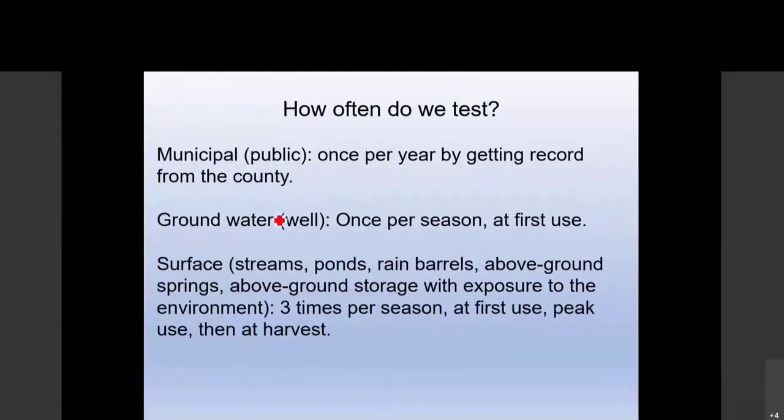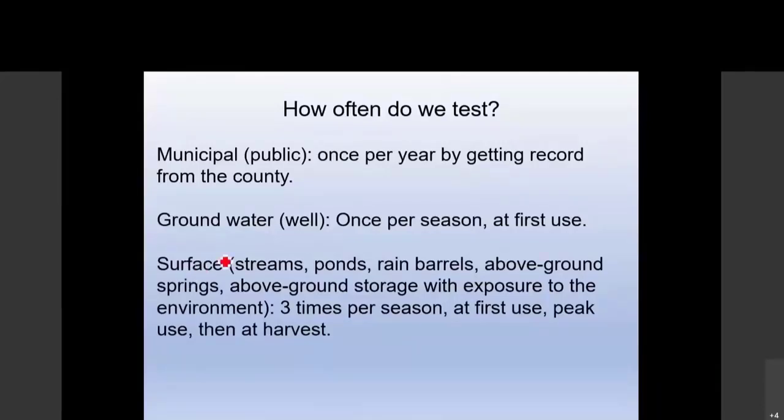If you're pulling water from a well, we refer to it as groundwater, then one test per season at first use, first thing in the spring, is usually adequate. Where you're going to want to pull more tests is if you use surface water. And if you think at any time in your crop cycle you may use surface water, you may start out with groundwater, but maybe you back it up later in the season with surface water, start testing that surface water from the beginning.